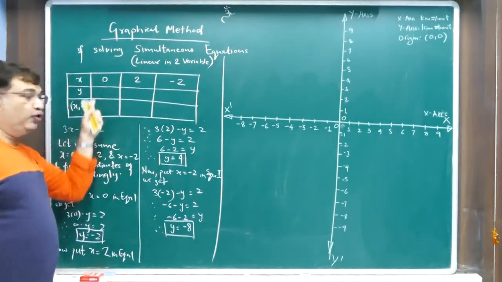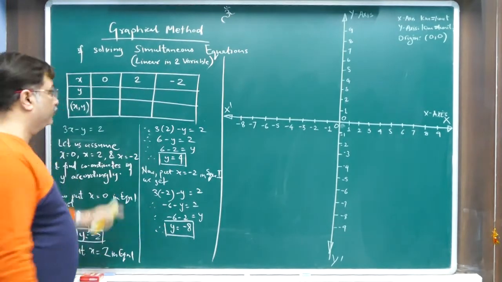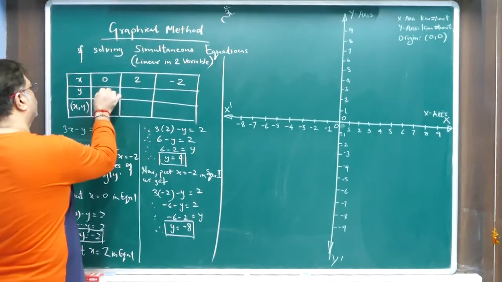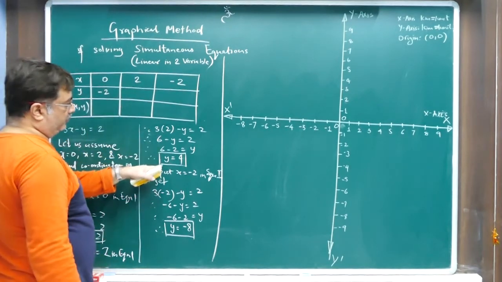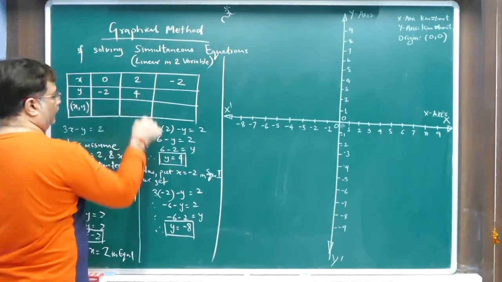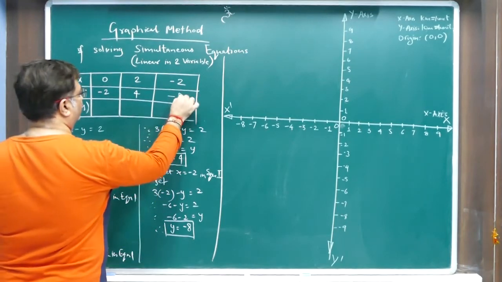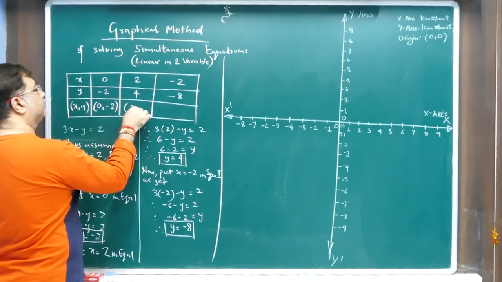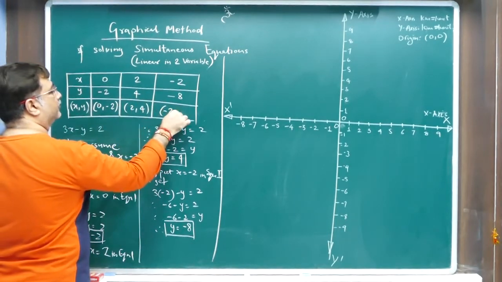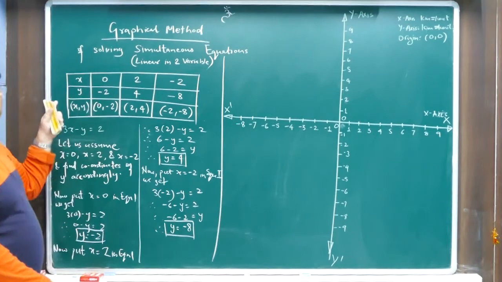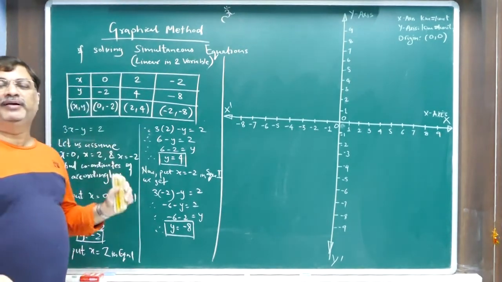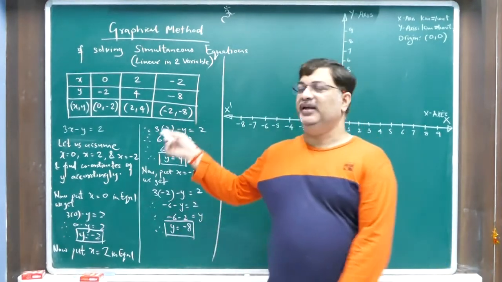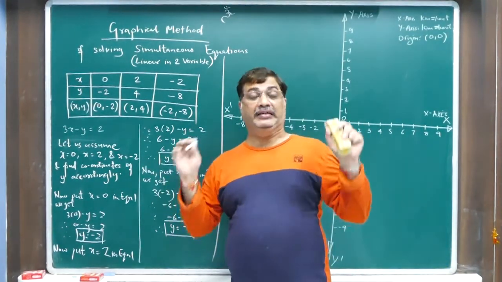Now based on that we have calculated the value of y, so that y we have to put. When x was 0, what was the value of y? Minus 2. When x was 2, we got 4. When x was minus 2, we got minus 8. So finally this is x comma y. So you have got the first coordinate table ready. Alright, so the coordinate table for equation 1 is ready.